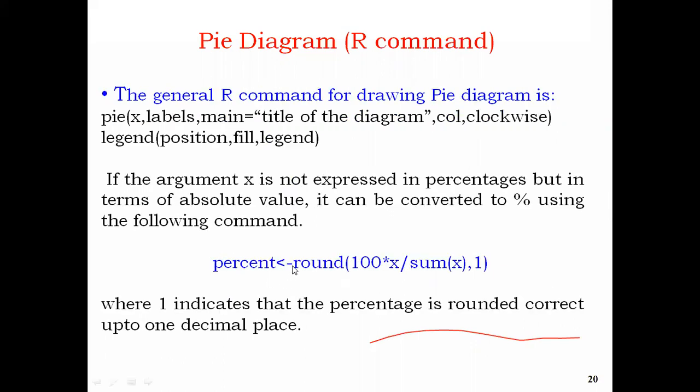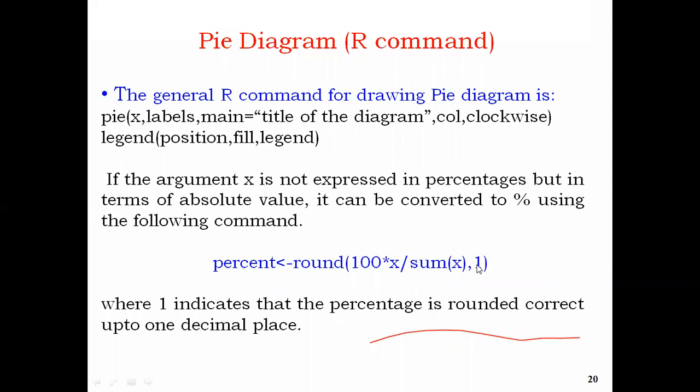But here what we have to do is write round, then within the bracket you write 100 times x, then divided by sum x, then comma 1. Okay, this is the command. Just try to remember this command for when the values, meaning the arguments, are not given in percentages. In that case we use this command. So please remember this command.